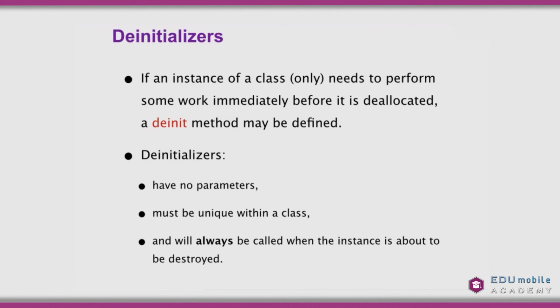On the other hand, a class can have a deinitializer. This you would use if you need to perform some teardown work right before an instance of a class is deallocated. And the deinitializer is called deinit. Now, deinit doesn't have any parameters. There can only be one within a class, and it will always be called when an instance is about to be destroyed, right before the destruction, the teardown of that class happens. So you really only need a deinitializer when you want to perform some work to tear down the class.